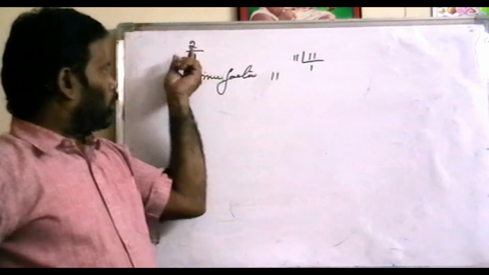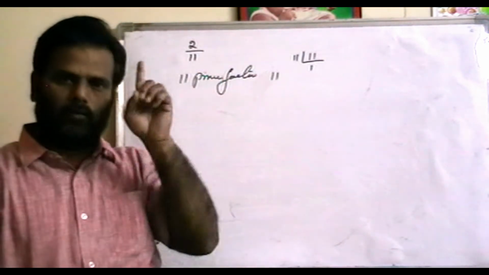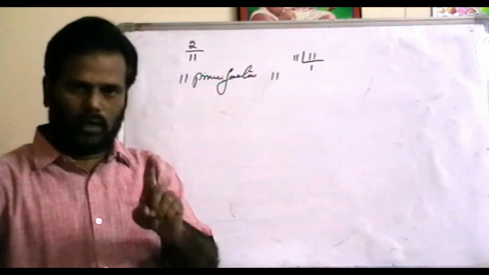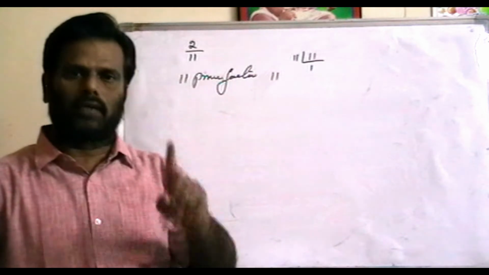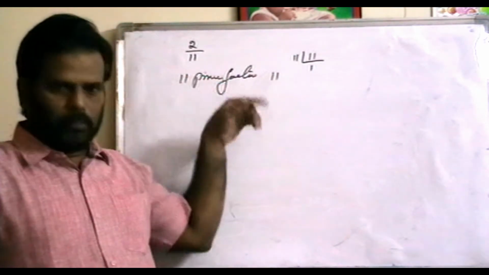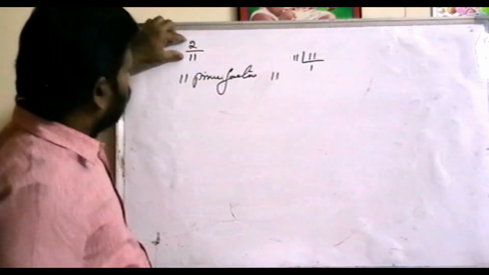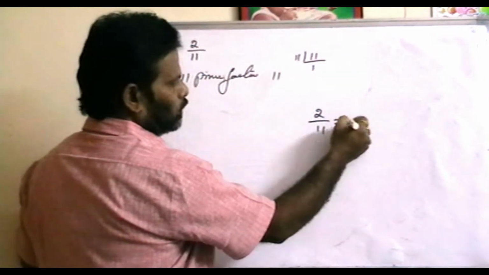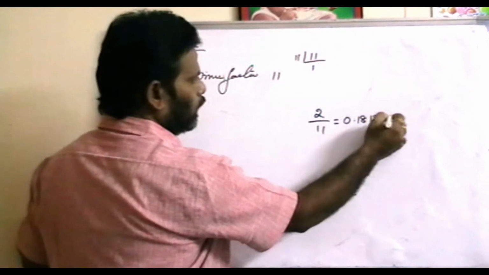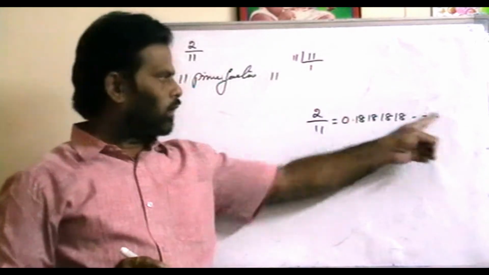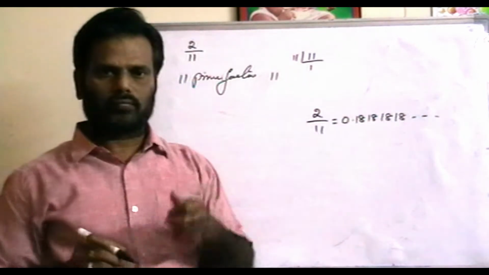If in the denominator the prime factors are only 2's and 5's, then only we can say that it is a terminating decimal. Otherwise it is non-terminating. Before, we already proved that 2 by 11 is equal to 0.18 and so on. So it is a non-terminating and recurring decimal.